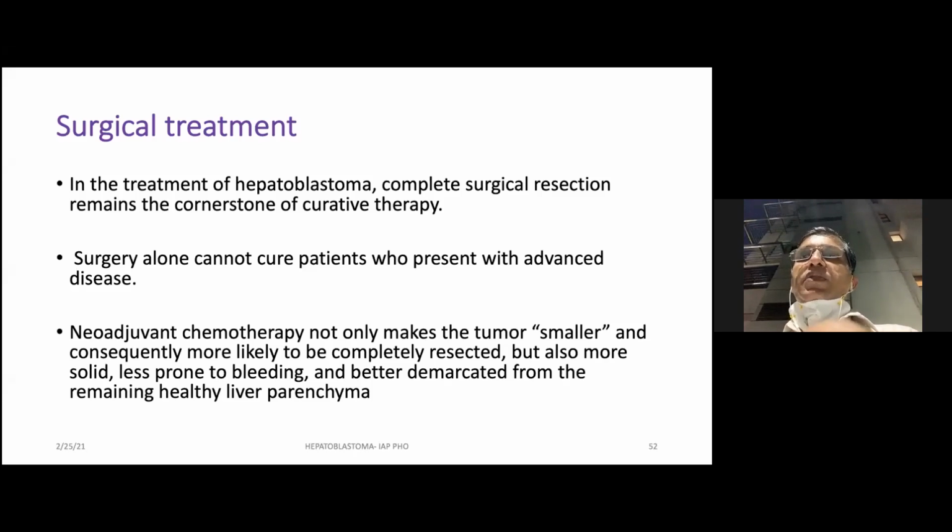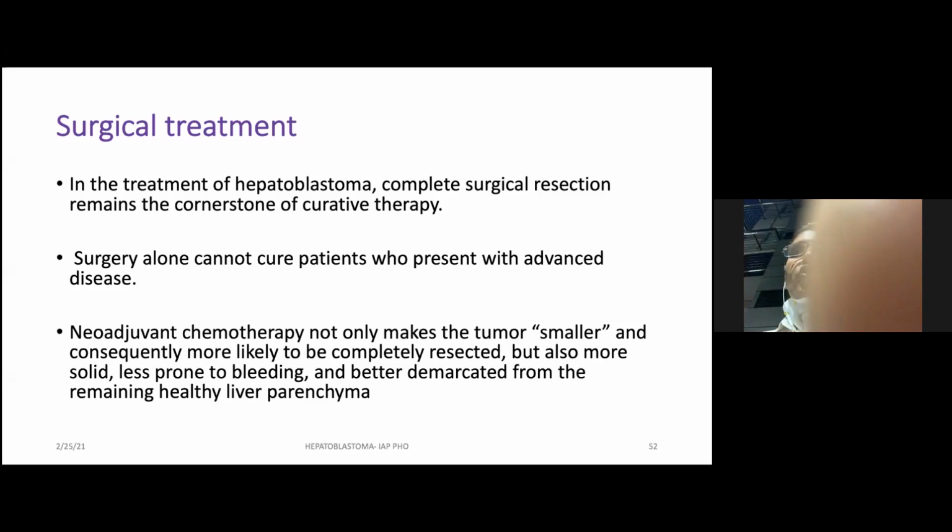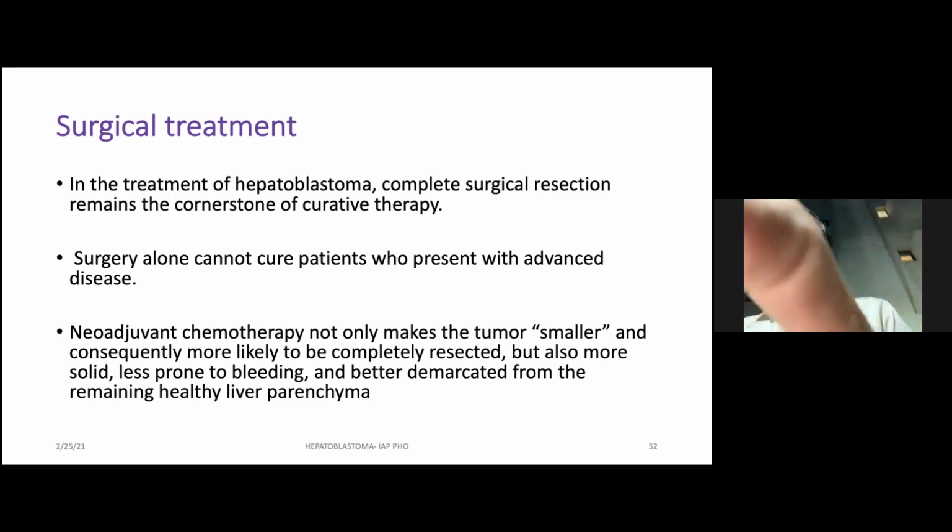Now, what is the advantage of neoadjuvant chemotherapy? We have all discussed. It makes the tumor smaller and consequently more likely to be completely resected if you give pre-op chemotherapy. But also, the friable tissues become more solid. It becomes easier for us to operate, and the friability disappears. There is less proneness to bleeding, and the tumor demarcates itself very clearly even when it has metastasized to a lot of other places.